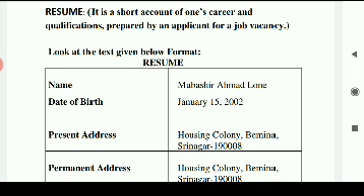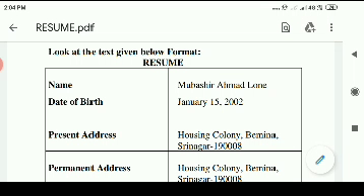Then you are writing date of birth. Remember, don't write short words, or you can say abbreviated words in date of birth. Write down just like this: January 15, 2002, or it can be 15th January 2002. You understand? Don't write Jan and then insert a full stop, etc. Don't do that. Whenever you write the name of the month, it should be the complete spelling of that particular month, right? Okay, now Mubashir Ahmed Loan is the name, and then you have date of birth January 15, 2005.